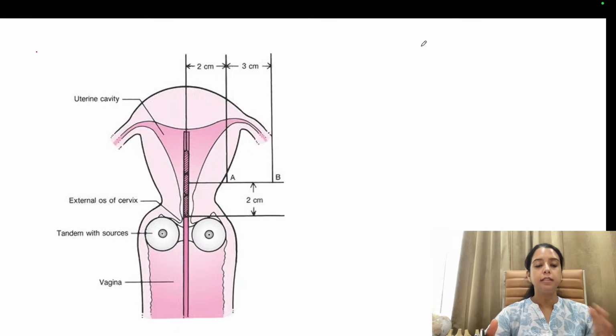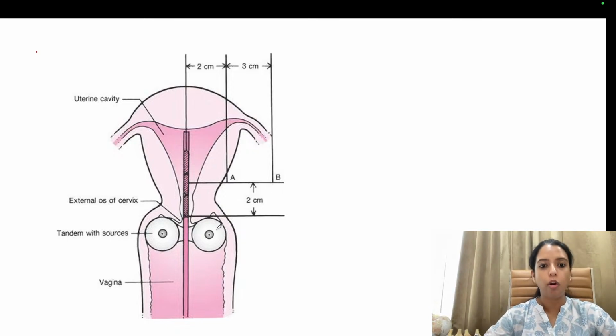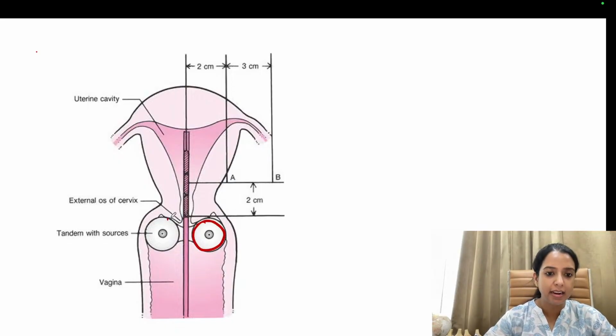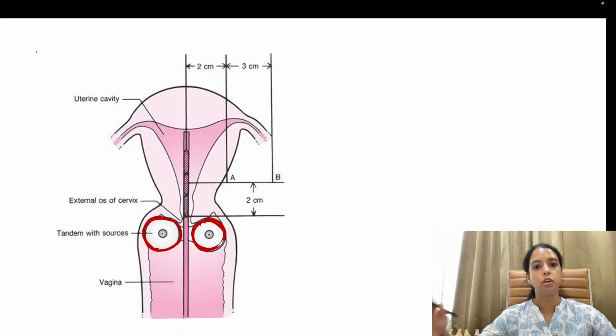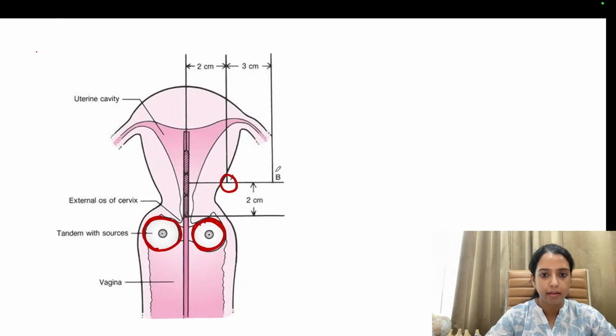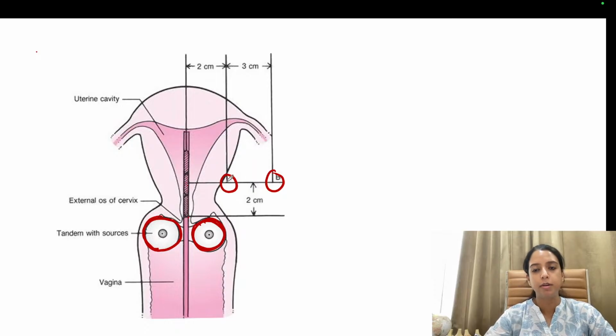What is this? This is the tandem and the ovoid given in case of cervical cancer, where these ovoids, or sometimes colpostats, are inserted near the cervix to deliver the radiation. When you are delivering the radiation, the harm to the peripheral tissue should be taken care of. So we have created arbitrary points, A and B. A point is 2 cm above the internal os and 2 cm lateral. B point is 3 cm further than that. A point is the place where the uterine artery crosses the ureter. Point B is considered to be the point of the obturator lymph node.